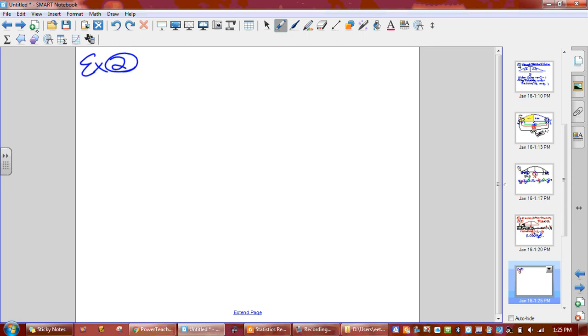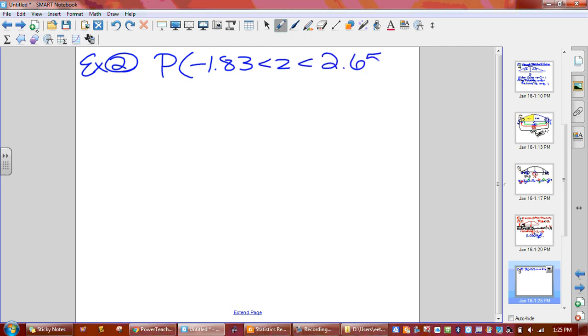We want the probability of -1.83 and 2.65. Now they're giving me, this is always going to be written this way for Z. They will always have those arrows, and those arrows mean between. So it wants the shaded area between those two numbers.